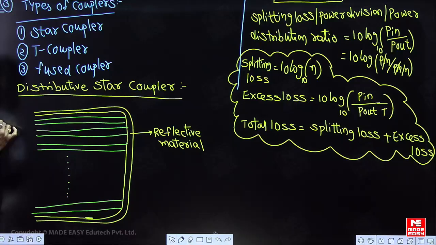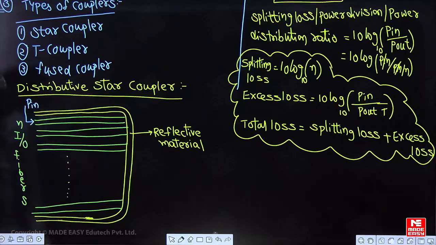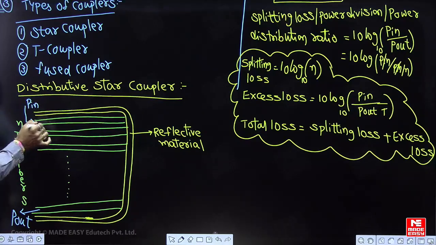Distributive. These are called N I by O ports, N I by O fibers. I by O stands for input output port fibers. Here we are giving the input power called P in. You will get P out here. Remaining ports also you get P out. Out of N I by O ports, one is used for input, remaining all are used for outputs.